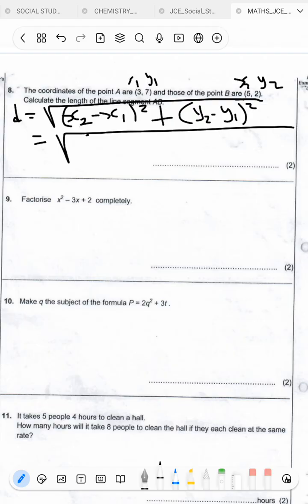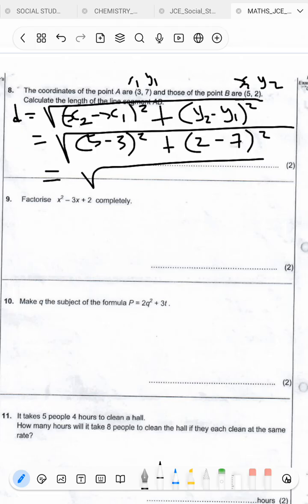So our x2 is going to be what? It's going to be 5. 5 minus x1, x1 is 3, squared, plus y2 is what? y2 is going to be 2 minus y1, y1 is going to be 7, squared.